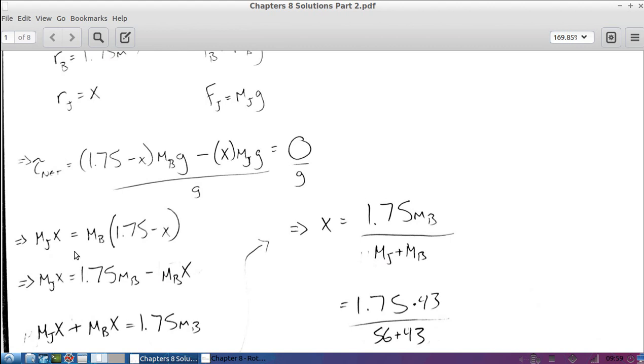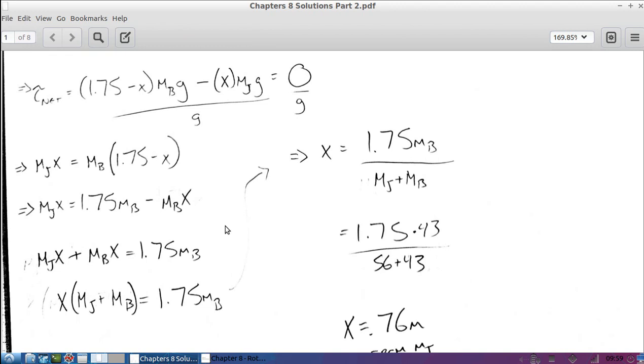What am I solving for? I'm solving for this x, right? Because I want to know the distance between John on the end of the seesaw and where I have to put the pivot point. So I've got a nice one equation, one variable, ready to solve it. Takes a little bit of algebra. I've got x on both sides. This x is trapped here inside the parentheses, so I gotta get this x out of here. So distribute this m sub b to both of these terms.